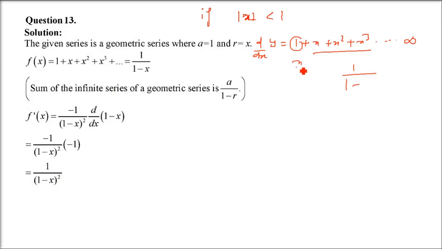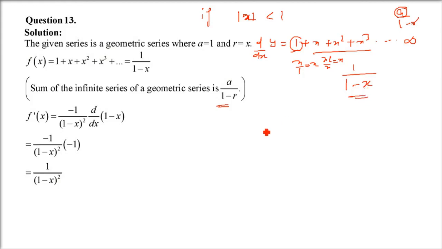So what is a? 1. What is r? x by 1, x square by x, x cube by x square. x is the common ratio. So a upon 1 minus r you have to do. So a is 1, 1 minus r, so that is 1 minus x. So this is given here also. So this is the sum.